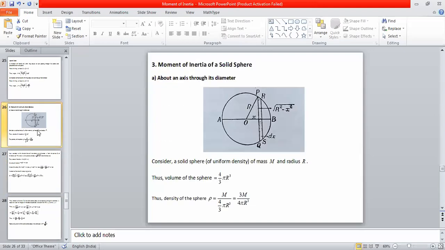Okay, now listen to me very carefully. I am taking one small section of the sphere, and that small section of the sphere is written as PQRS, whatever.